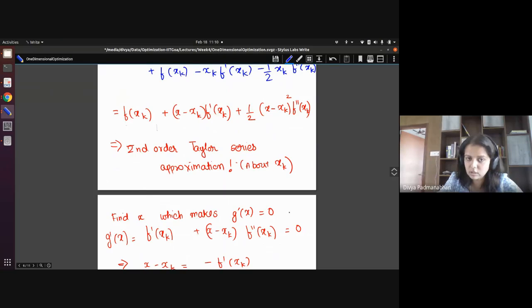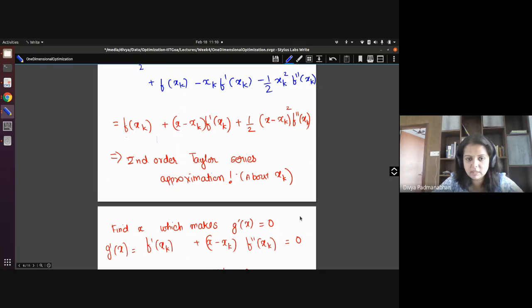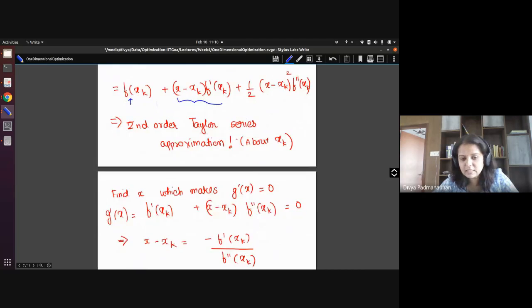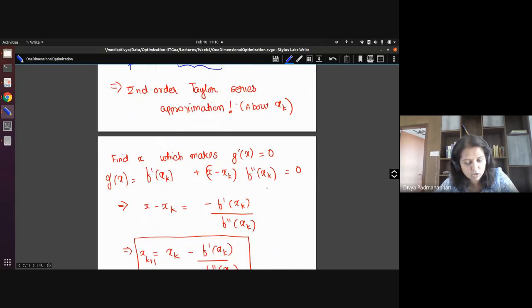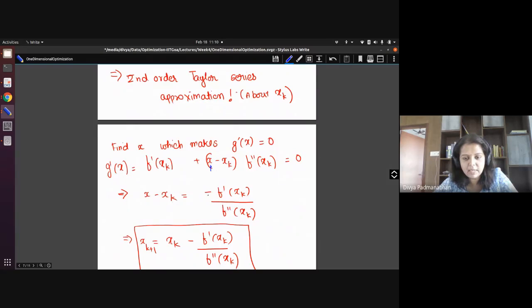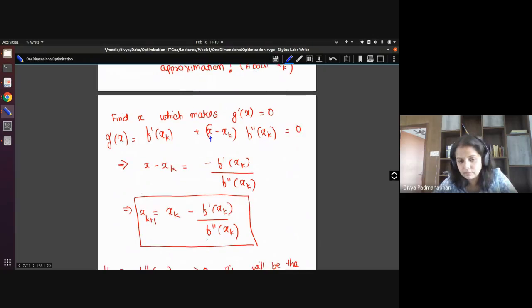Let me go over that again. The first term is a constant because there's no x here. If you take the derivative of the next term, you'll get f dash xk. And if you take the derivative of the last term with respect to x, you're going to get x minus xk times the second derivative. Setting this to 0, the x that gives you this is xk minus f dash xk by f double dash xk. So this is the next step that you take.